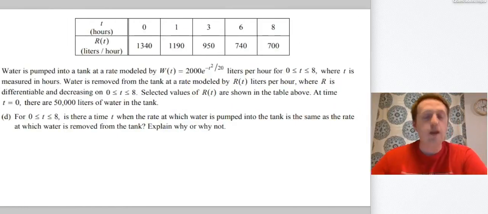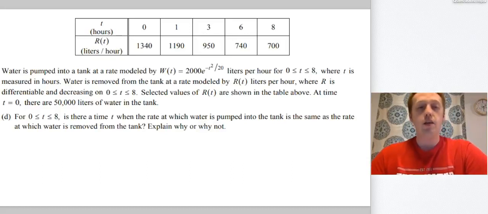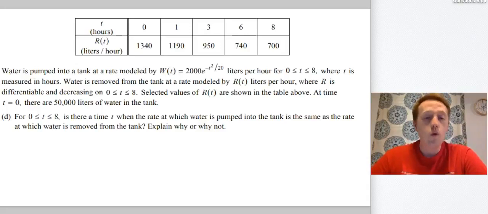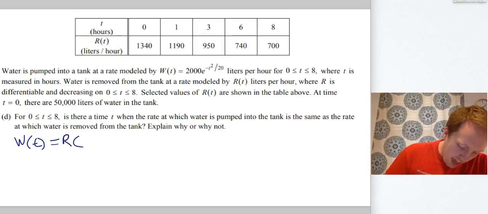All right, last little bit, and this part's tricky. This part's definitely challenging. It says for 0 to 8, is there a time t when the rate at which water is pumped into the tank is the same as the rate at which water is removed from the tank? Explain why or why not. So what we're going to do is say, what does it even mean for them to be the same? Well, literally what that means is, does W of t equal R of t ever?